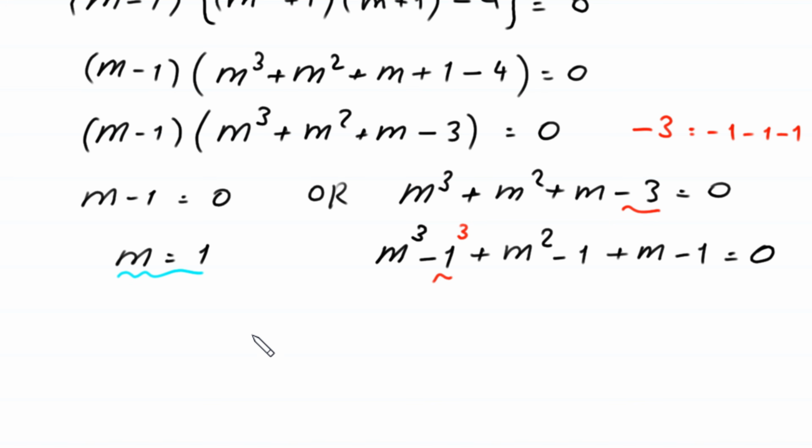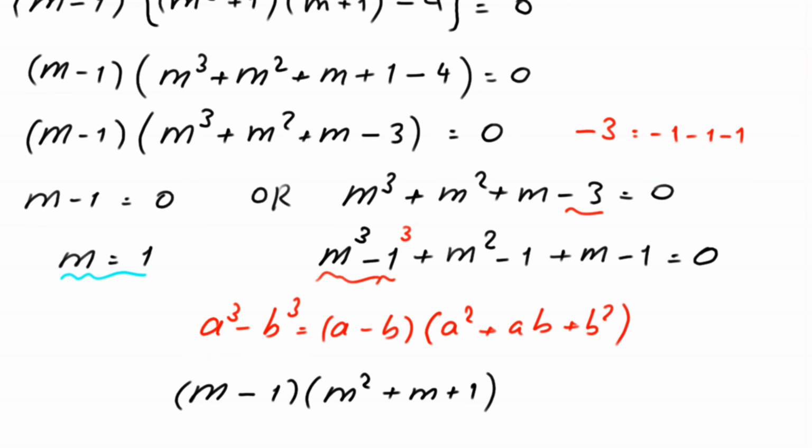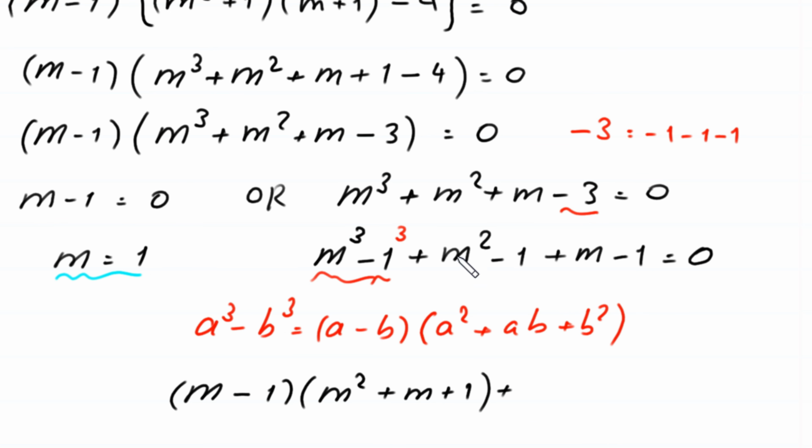So by using this algebraic identity, a cubed minus b cubed is equal to a minus b times a squared plus ab plus b squared, this m cubed minus 1 cubed will become m minus 1 times m squared plus m plus 1, plus this m squared minus 1 squared will become m plus 1 times m minus 1.